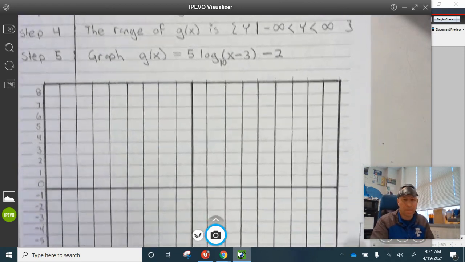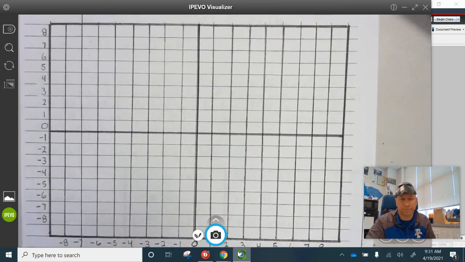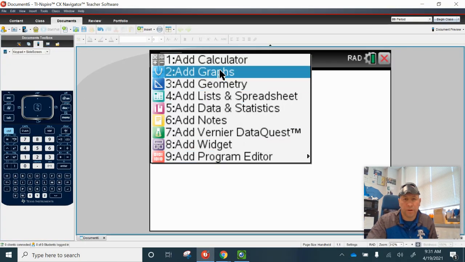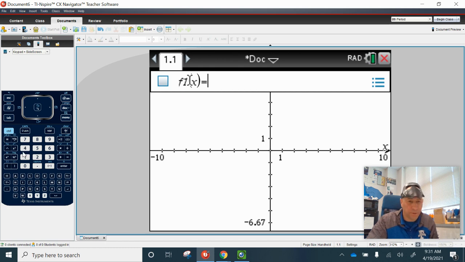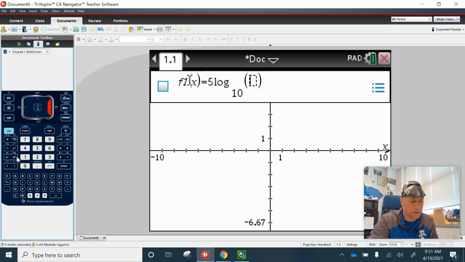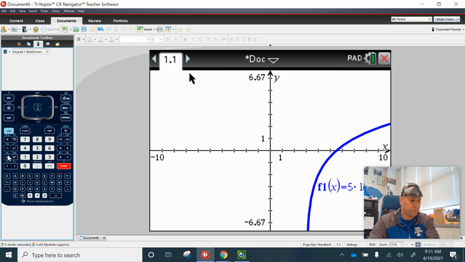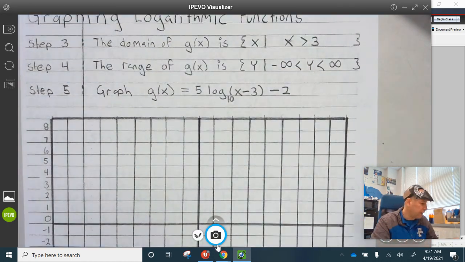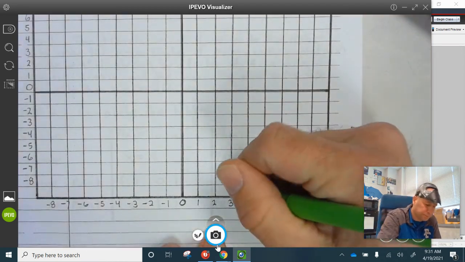Okay? All right, so let's graph that. So we're going to go to On, New Document, No, Add Graph. So we have 5 times Control log base 10 of x minus 3 minus 2. Press Enter. Now, let me take a step back before we get to points. We know that x is greater than 3, so we have an asymptote at x equals 3. So let's graph that first.